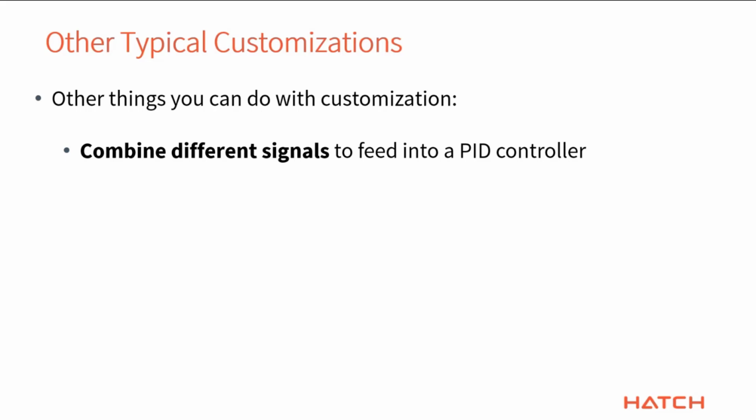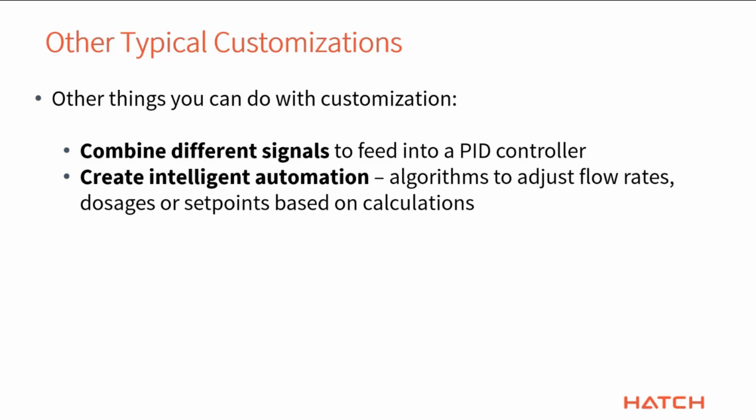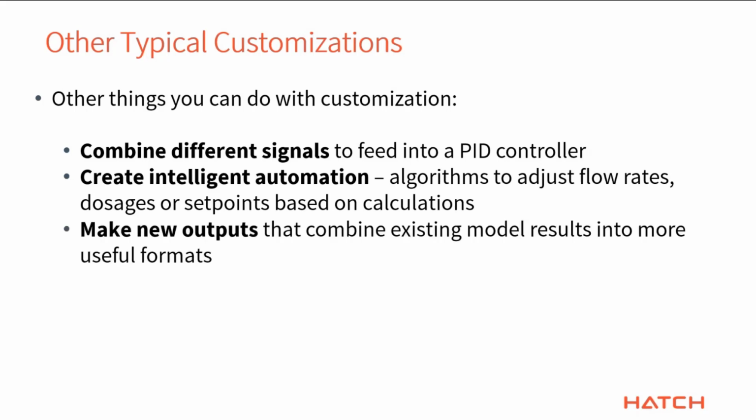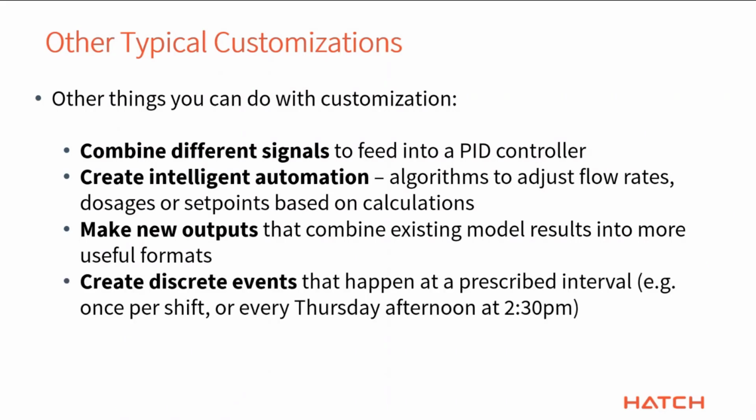You can combine different signals. This actually came up in a project that we were doing last year, where we were modeling a fairly complicated aeration control system. And as one part of that, they actually had multiple DO probes and took the average of those. So that's an example where you would use customization to create a new signal from a bunch of signals together, and then put the controller on that. So you can create other types of intelligent automation, algorithms like the one I just showed you to adjust flow rates and dosages and so on. New outputs, you can create new bar graphs, you can do whatever it is that was most useful to you.